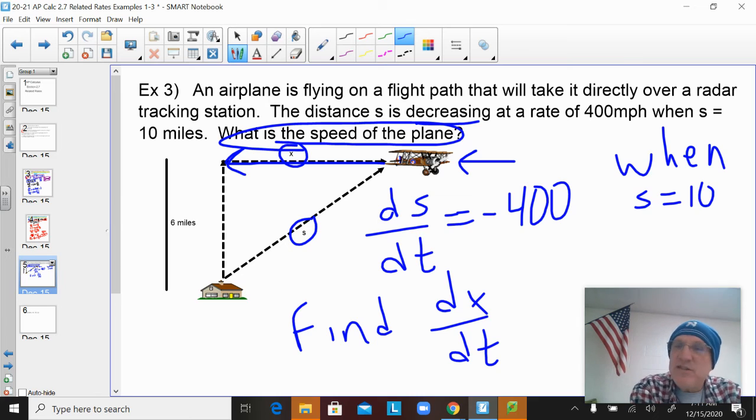But that's not the speed. The speed is just going to be the absolute value. So you'd lose part of the credit if your final answer was negative. That would be the velocity of the plane, given that x. So just be aware of that.